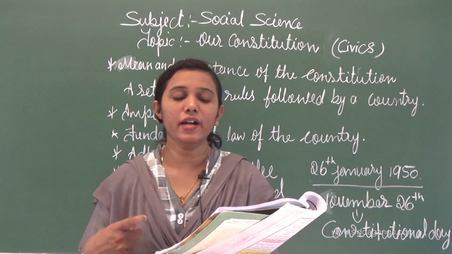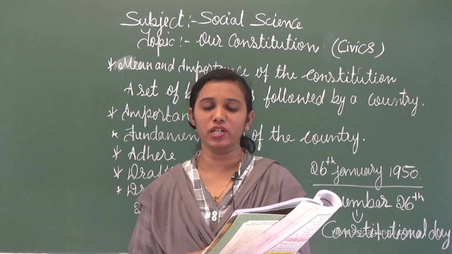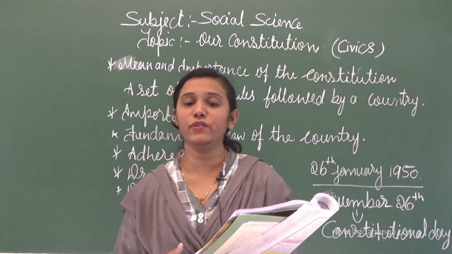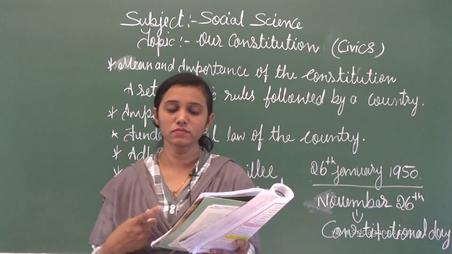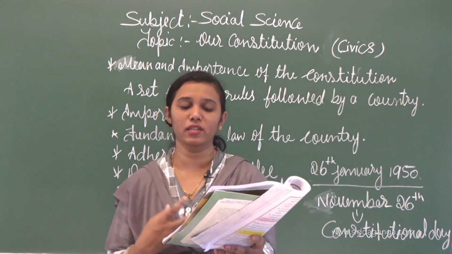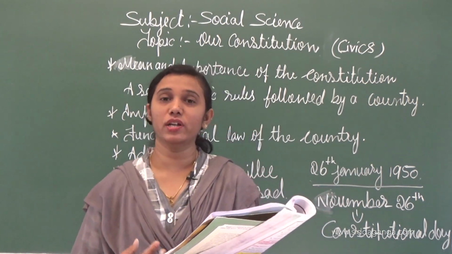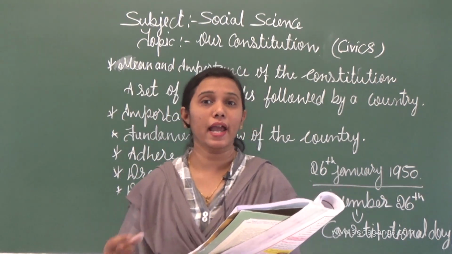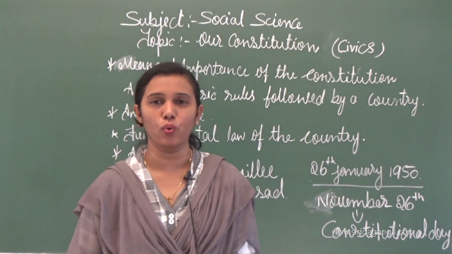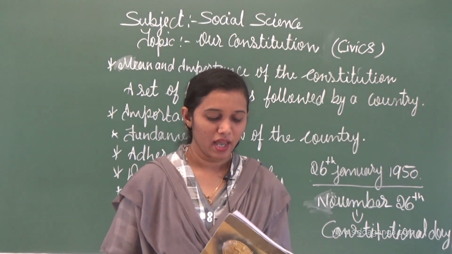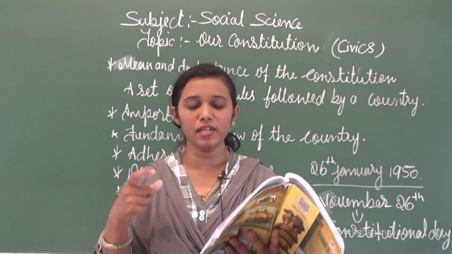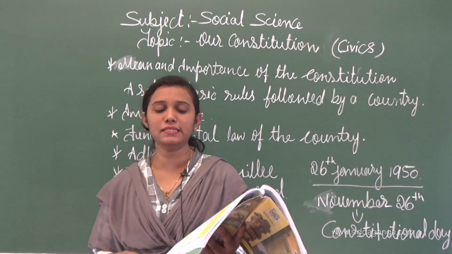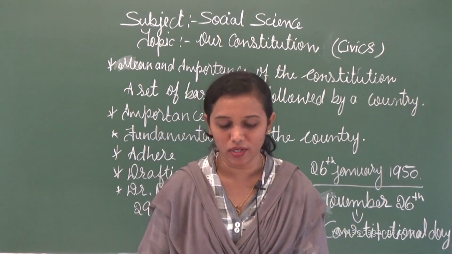According to the directive of the Constitution, the first general elections of India were held between 1951 and 52. The parliament with a bicameral legislature, Lok Sabha and Rajya Sabha, came into force in 1952. Size of our Constitution: the Constitution of India contains 395 articles and 12 schedules.